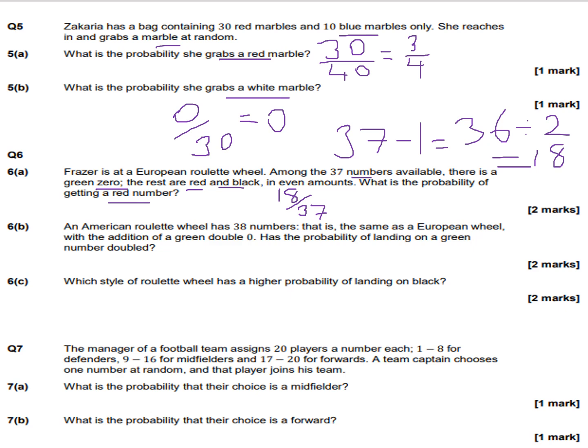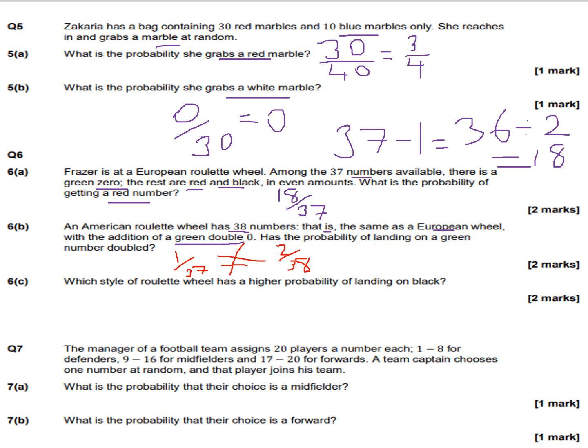For part B, an American roulette wheel has 38 numbers, that is the same as a European wheel, with the addition of a green 00. So a green 00 has doubled the probability of landing on a green number. Let's just think about it. If it has 38 numbers, well, initially I would have 1/37 on the first one, whereas this one I would have 2/38. Now, are these both equal? Well, they're not. I've timesed that by 2, but then I've timesed the denominator by a number less than 2.